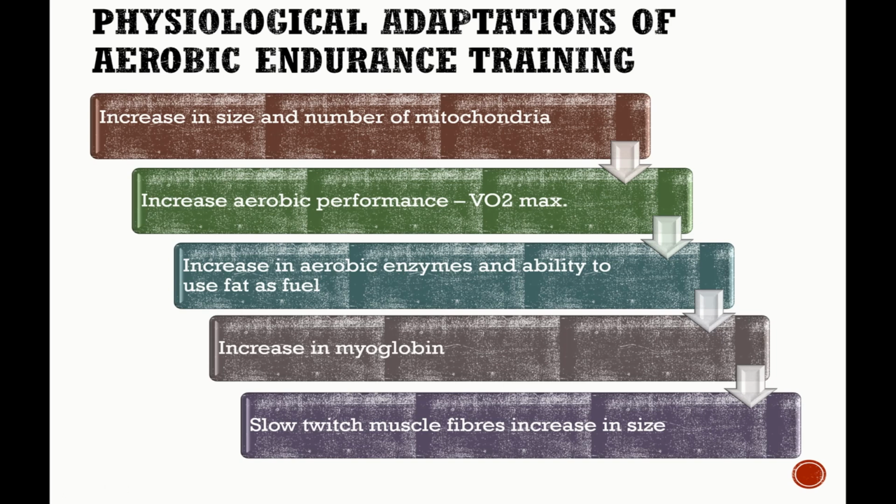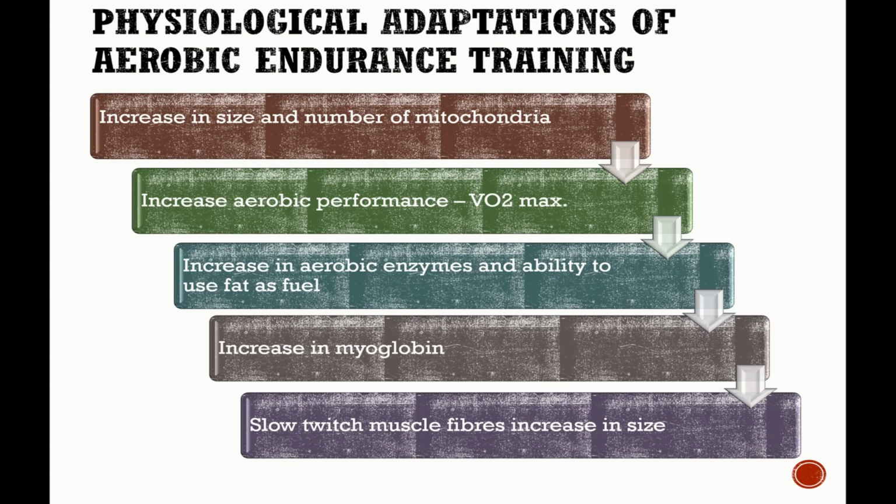fat is a pretty much inexhaustible fuel source that we have in the form of adipose tissue stored in the body. Glucose and glycogen do provide quicker turnover of ATP. However, glycogen does have a finite storage capacity, and therefore using fat as a fuel can essentially save some of that important glycogen for more important parts of a race, event, or exercise.